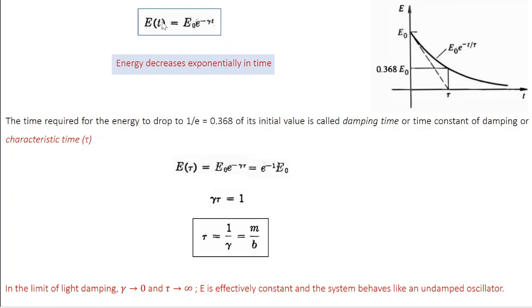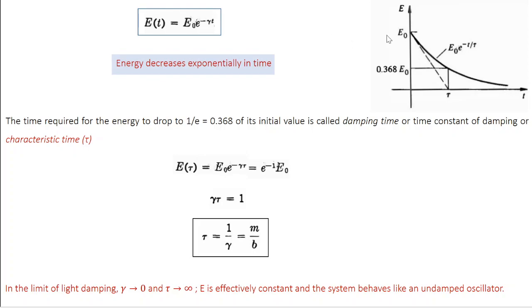So for a given system, E naught is a constant. So the behavior of the energy is entirely dependent on this exponential function. This is an exponentially decaying function. So energy of a damped harmonic oscillator decreases exponentially in time. If you draw this graph, you can see the maximum energy is the initial energy E naught, and from there it exponentially decreases and finally becomes 0. Consequently, the amplitude of oscillation also decreases exponentially and eventually becomes 0.